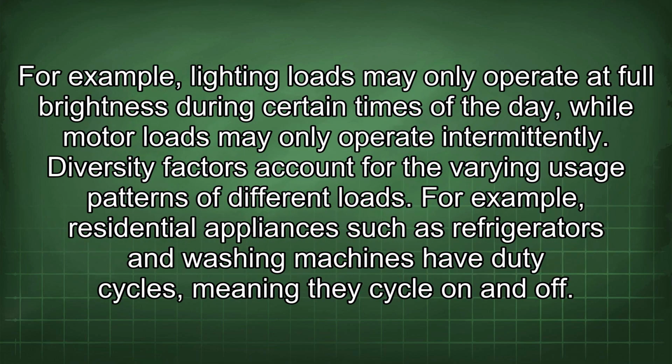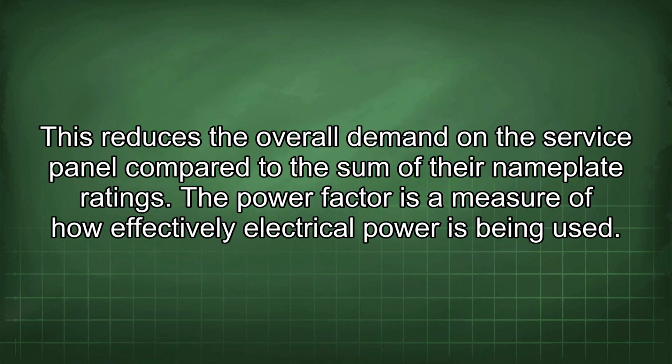For example, lighting loads may only operate at full brightness during certain times of the day, while motor loads may only operate intermittently. Diversity factors account for the varying usage patterns of different loads. For example, residential appliances such as refrigerators and washing machines have duty cycles, meaning they cycle on and off. This reduces the overall demand on the service panel compared to the sum of their nameplate ratings.